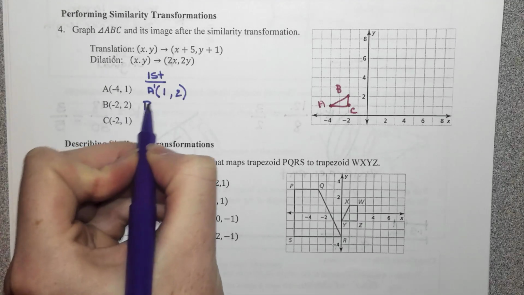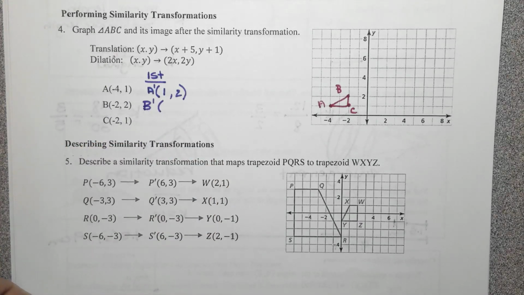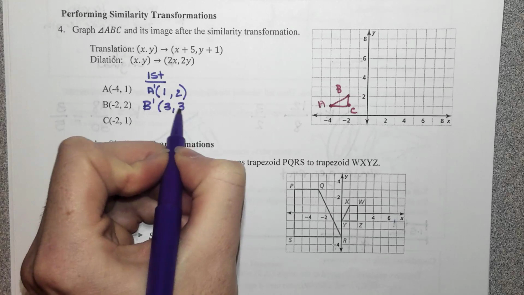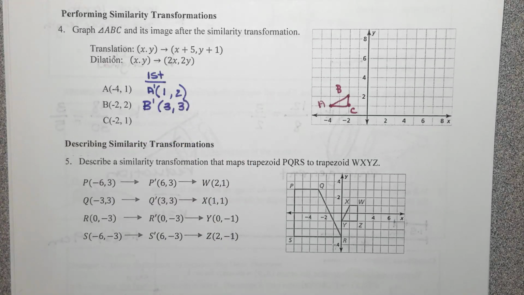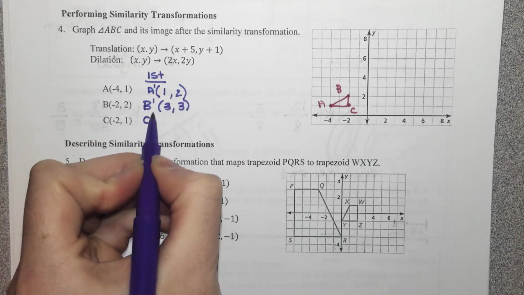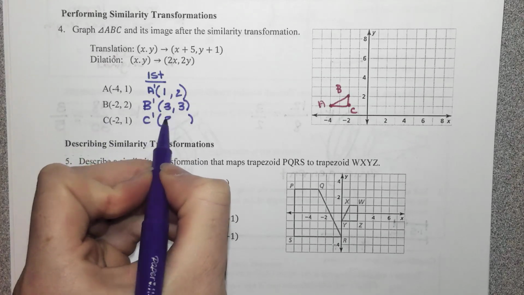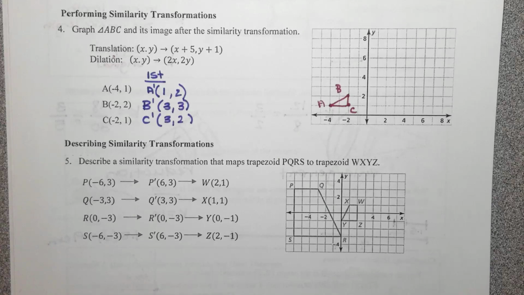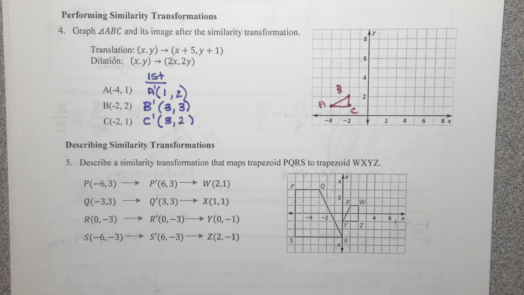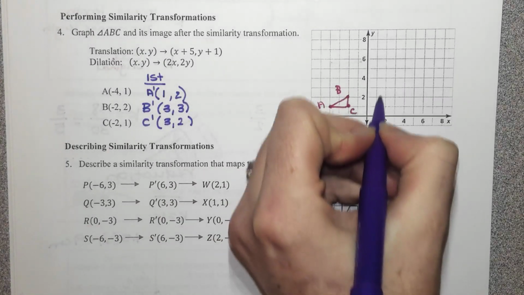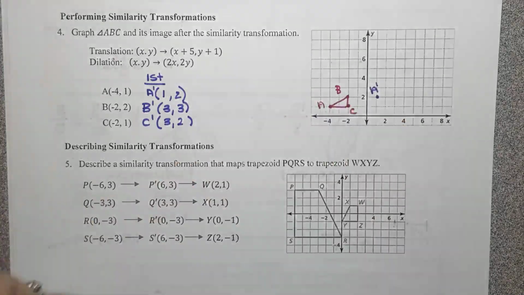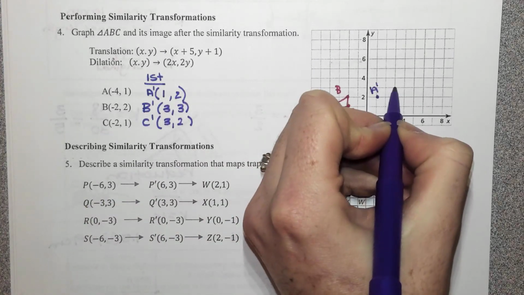All right, what is B prime going to be? 3, 3. I have to stop and stutter for a second to think if that's right. C prime is going to be at what? 3, 2. All right, graph those points. So 1, 2, 3, 3. A, B, C.